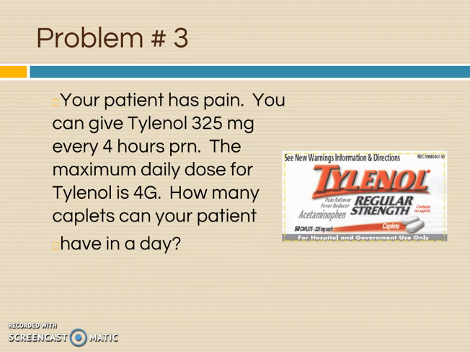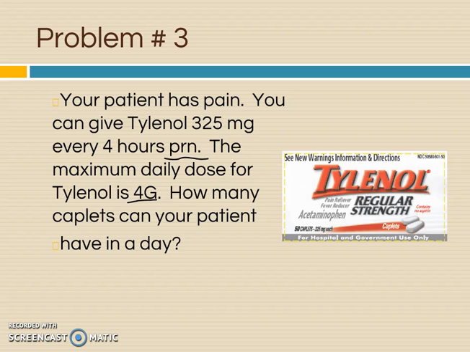Okay. The patient has pain. You can give Tylenol 325 milligrams every 4 hours PRN. And we already know what PRN means. It's as needed. That was in your abbreviations that you needed to memorize. The maximum dose for Tylenol is 4 grams. Now that may be a little extraneous information for this problem, but even still, when you're giving Tylenol, you should know that. So how many caplets can your patient have in a day?